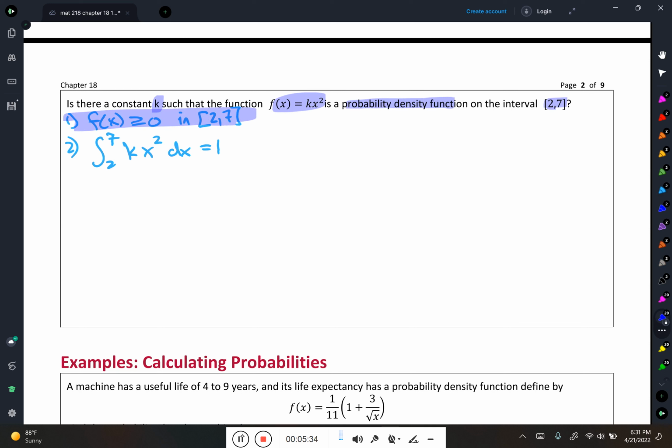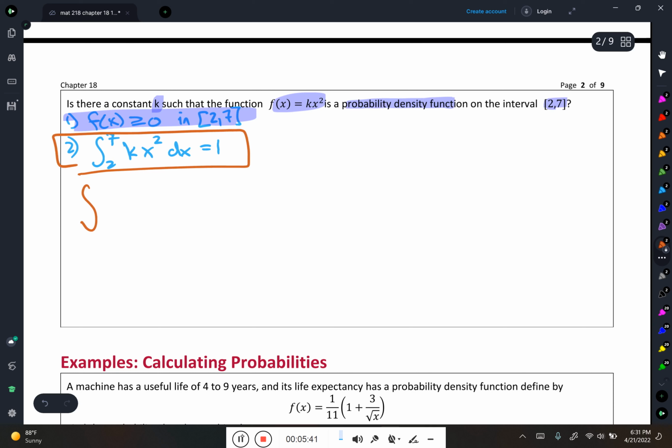I'm not sure about that second one. I'm going to have to do some math to figure that out. All right, so I'm going to try to force this one to be true. So the integral from 2 to 7 of kx squared dx, and I want to set that equal to 1 and then solve for k. So I'm going to solve for my unknown.